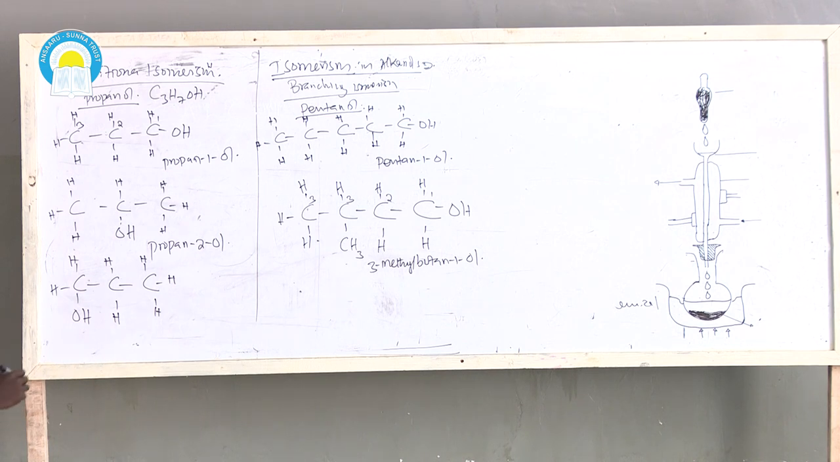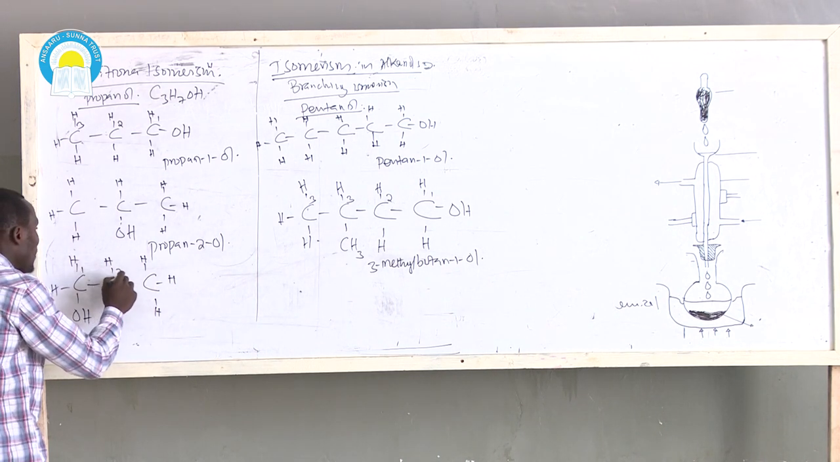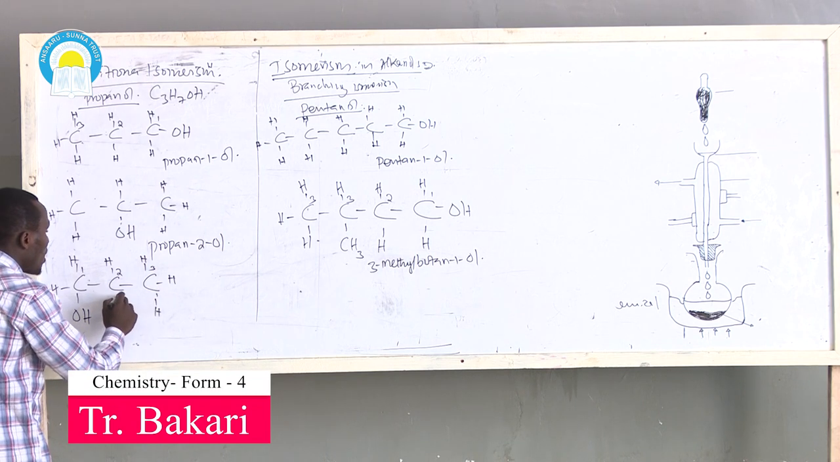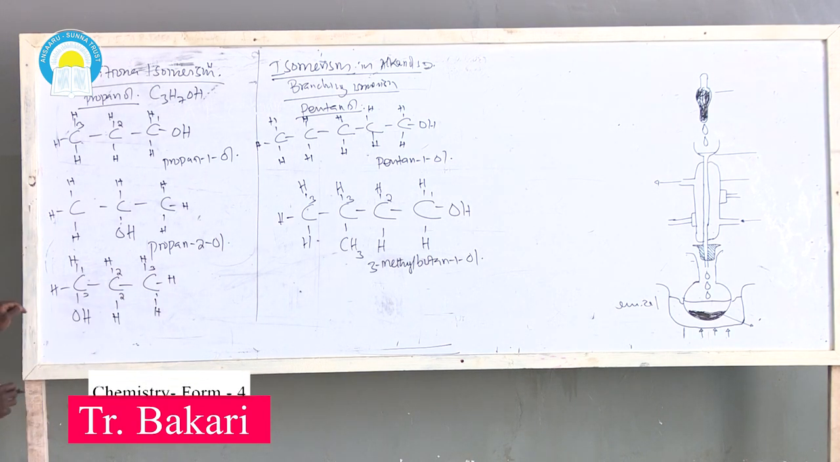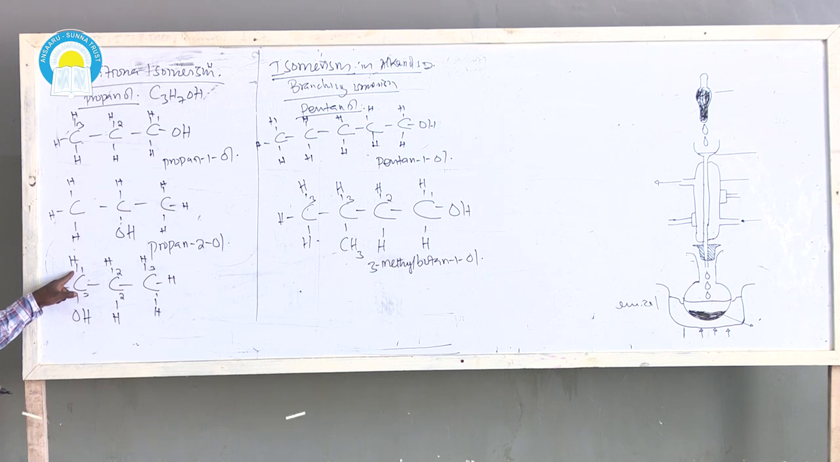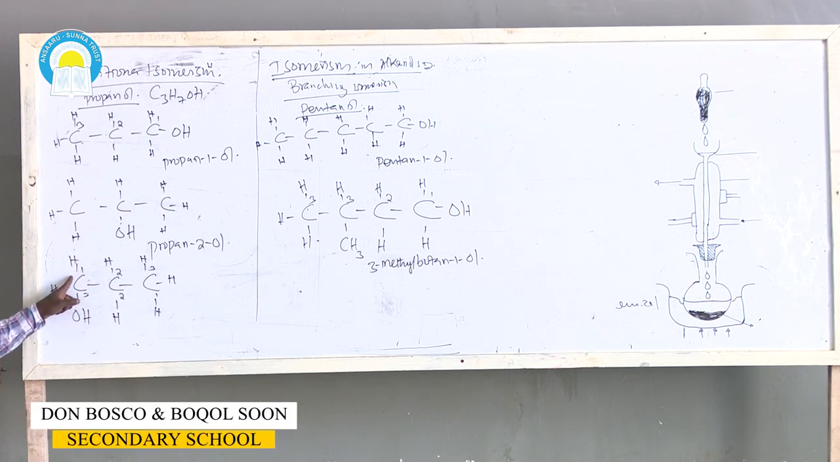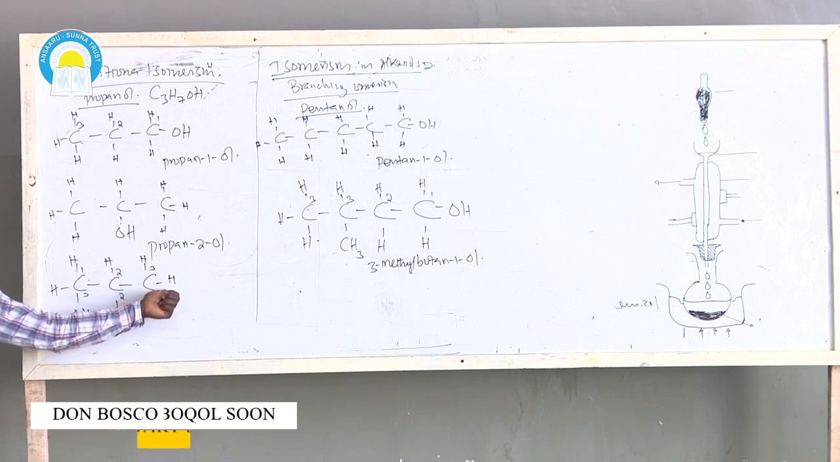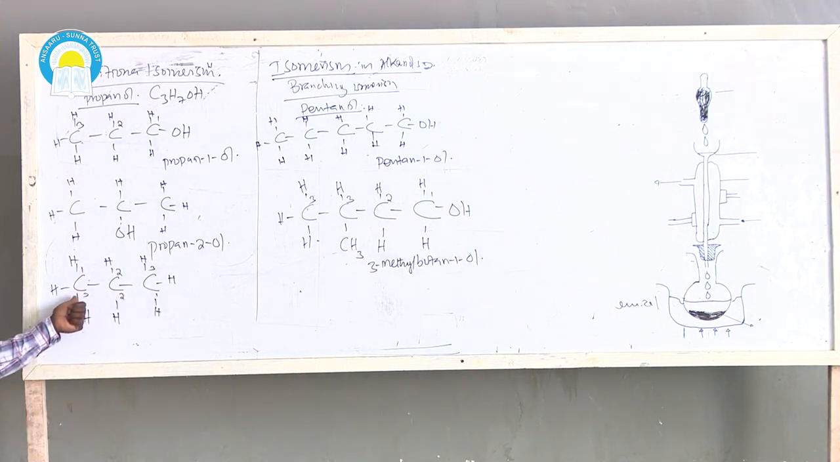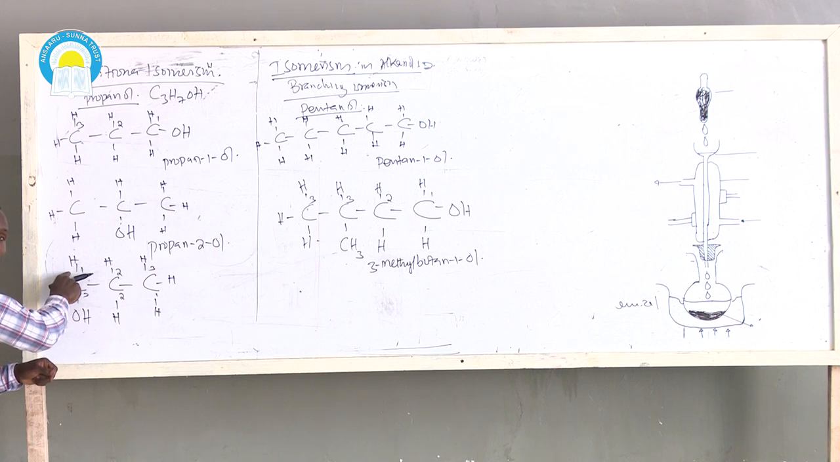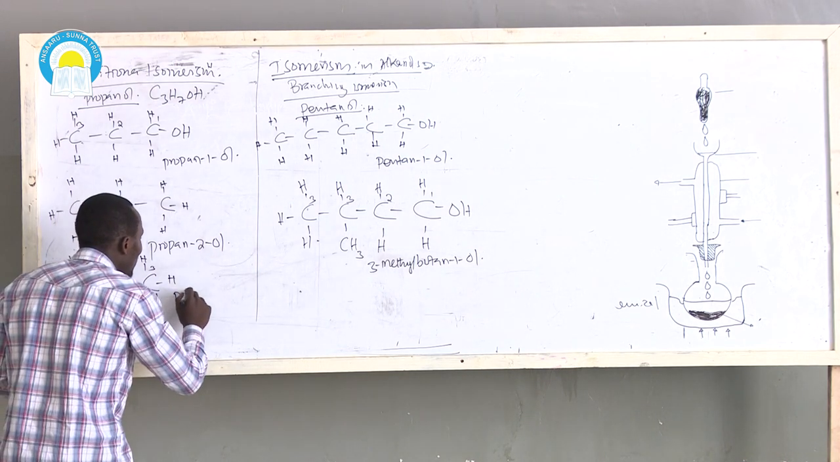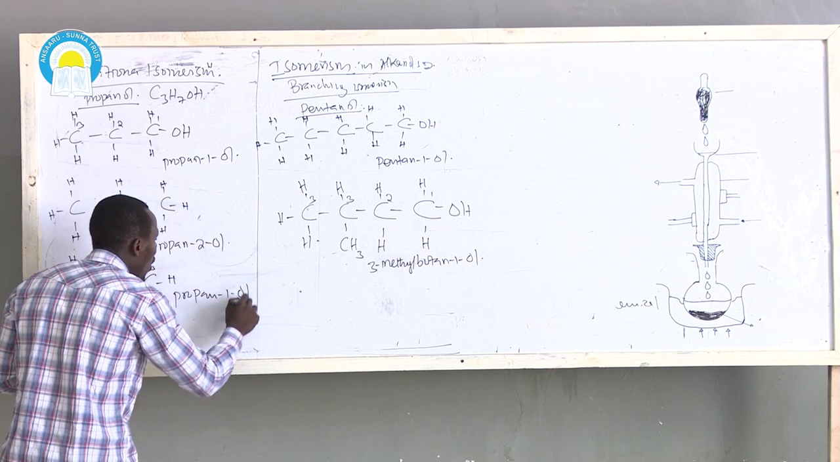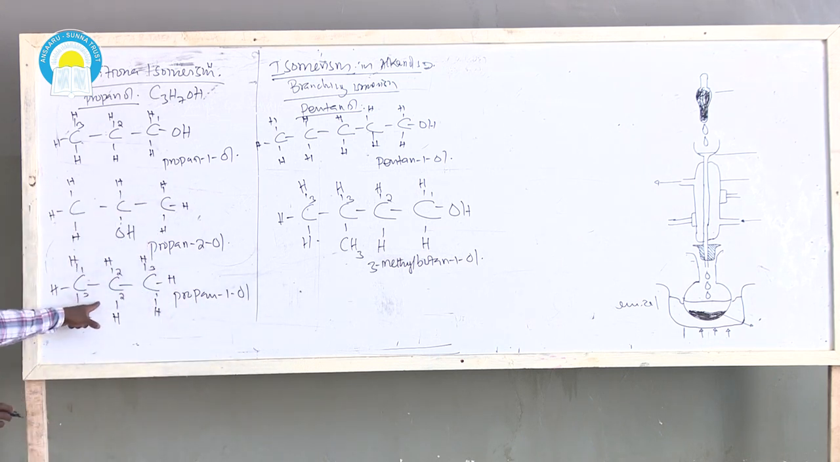This one here, so this will be carbon number 1, carbon number 2, carbon number 3. So if we start naming from this side or this end, the OH is found on carbon number 1. And if we start from this end, the hydroxide ions is found on carbon number 3. Therefore, the naming will start from this end, since the OH is nearer from this end. Now we name it as propan-1-ol.